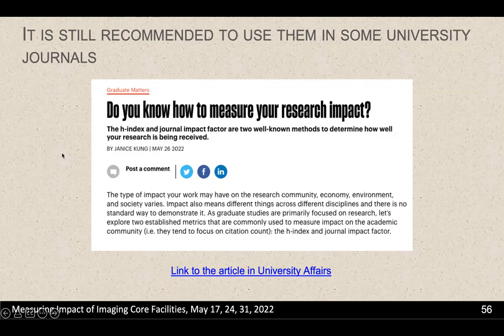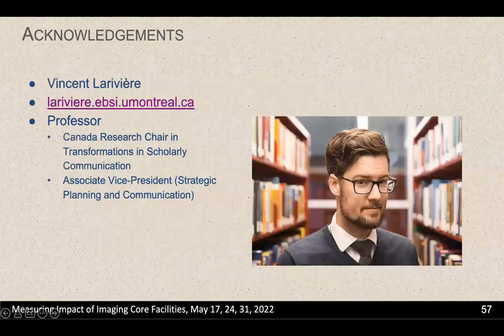And it's for graduate students. So it's so dependent on how long you've been in the business that I don't expect them to have a very high H-index. I thought this was really interesting because it just came out last week, and it's a Canadian university magazine that's pretty widely distributed across the country. So yeah, impressive.